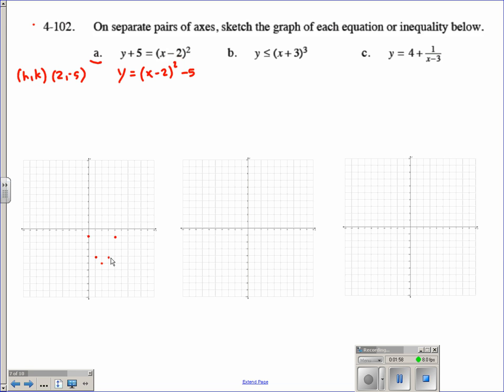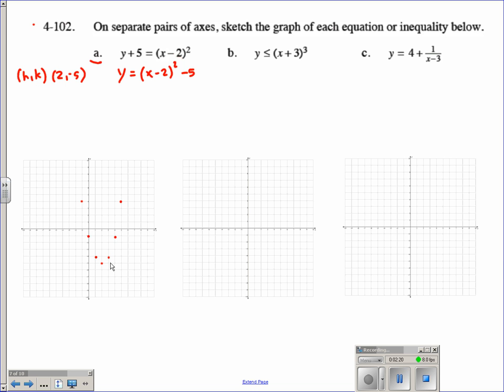Let's do one or two more, because it's just asking us to sketch the graph. So if we go over 3, 3 squared is 9. So we go up 9: 1, 2, 3, 4, 5, 6, 7, 8, 9. And then we just want to reflect it over. So 1, 2, 3. There we go.